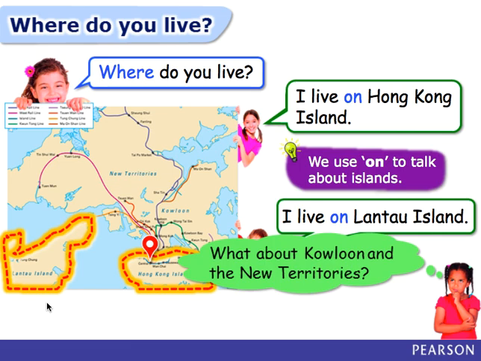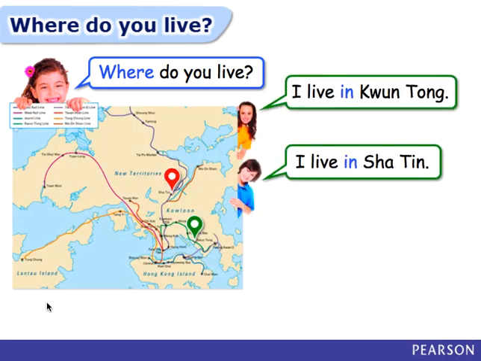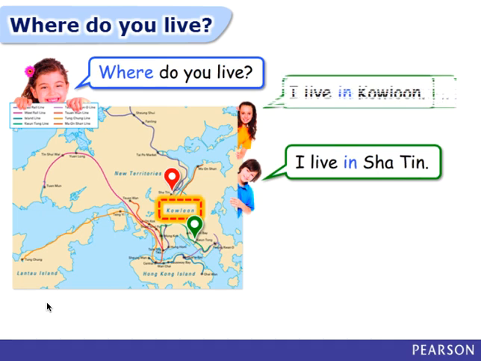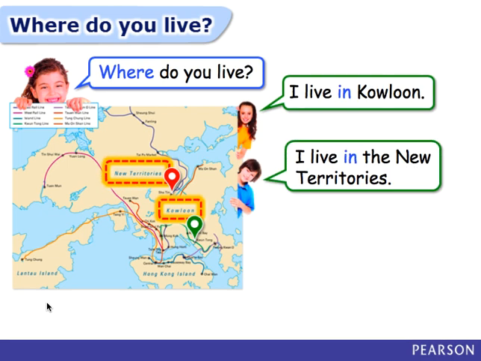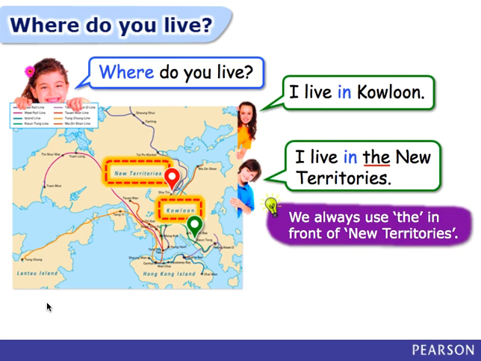What about Kowloon and the New Territories? Kwun Tong is in Kowloon, so you can also say I live in Kowloon. And Sha Tin is in the New Territories, so you can say I live in the New Territories. We always use the in front of New Territories.